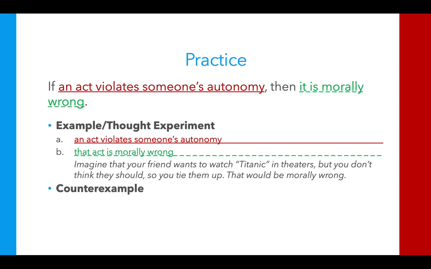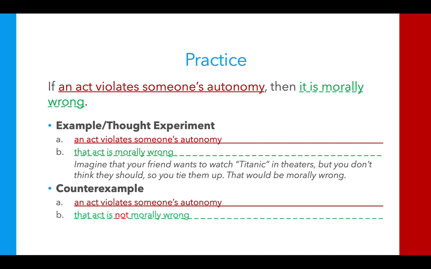What about a counterexample? Can we think of a case that would disprove this conditional claim? Again, to do that, we need an example of an act that violates someone's autonomy. It makes the antecedent true, but it makes the consequent false. The act is not morally wrong. So what would an example like that be?